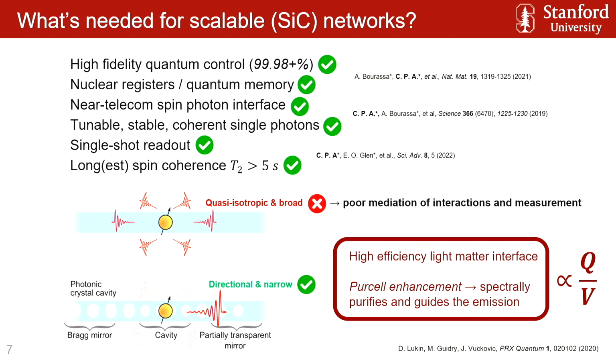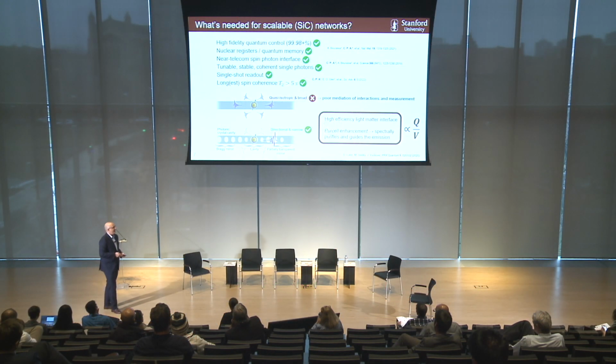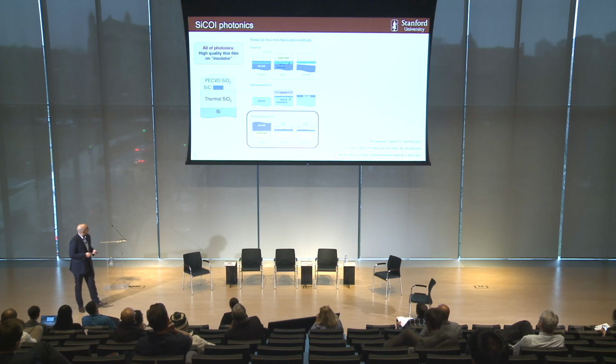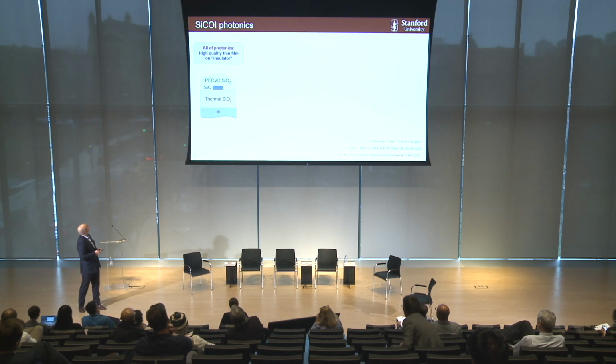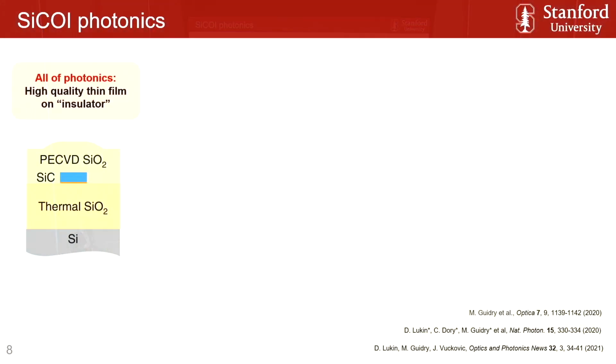The important piece of the puzzle here is that this Purcell effect is proportional to Q over V, which is to say that we want extremely high quality factor photonics, and we want them to be small. And that's what we've been focusing on at Stanford. So we want to make small, high quality silicon carbide photonic devices.